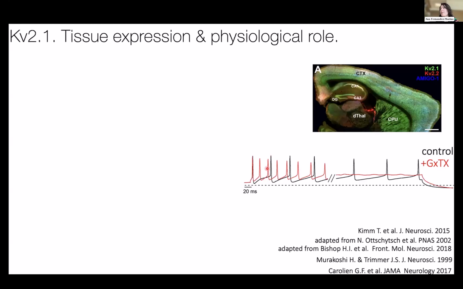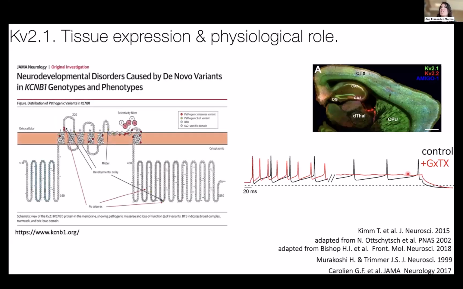So this is a dopaminergic neuron from the substantia nigra. You can see the firing of the action potential and how, after adding GxTX, which is a very specific toxin for Kv2.1, the firing frequency gets faster, and eventually the neuron gets depolarized and cannot fire action potentials anymore. And more interestingly, point mutations in the gene that encodes Kv2.1 cause epileptic encephalopathies and developmental delays in the kids that carry them.